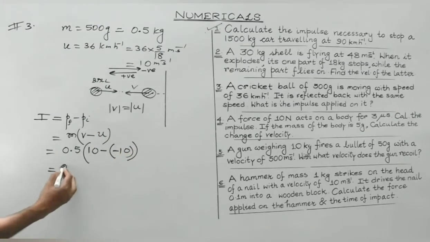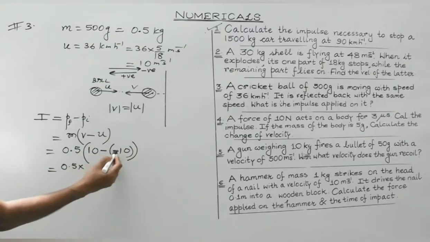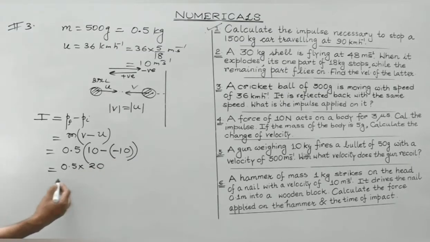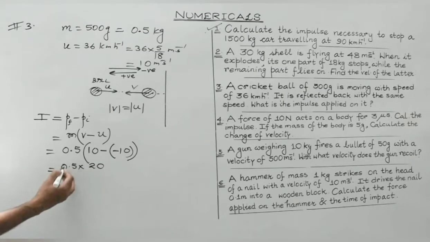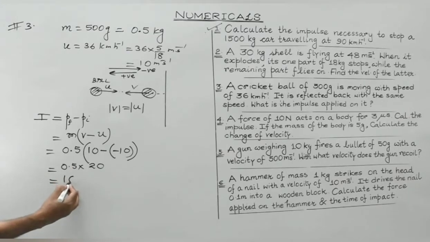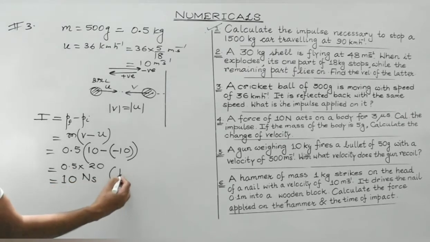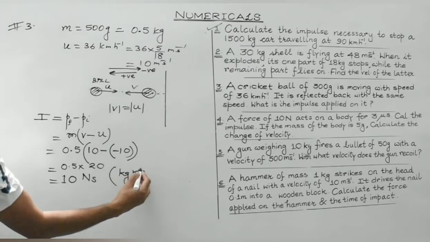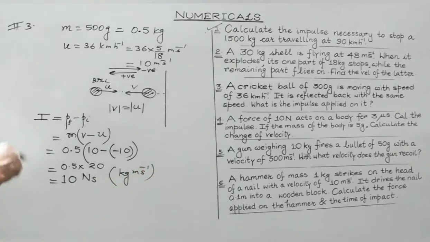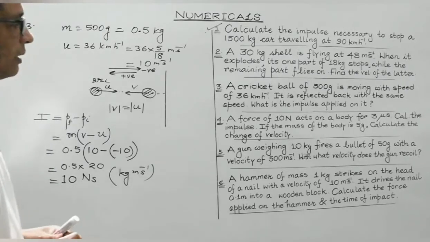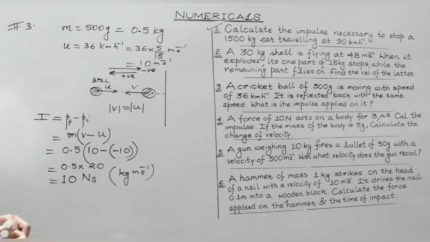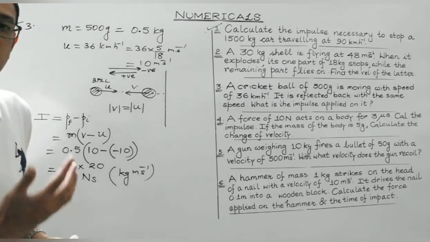So what do you get? 0.5 multiplied by minus minus plus, it will give us 20. So it will be equal to 0.5 times 20, which will be 10. And the unit is Newton second or kg meter per second. So this will be the impulse applied on it. Clear, students? So impulse is the change in the momentum.